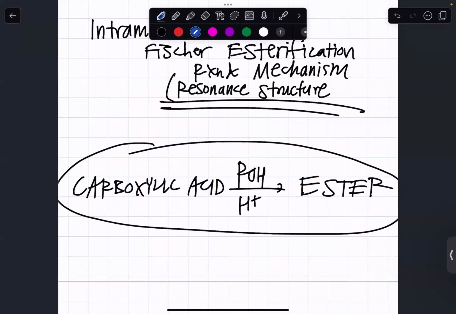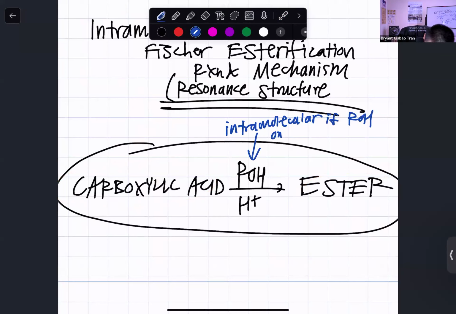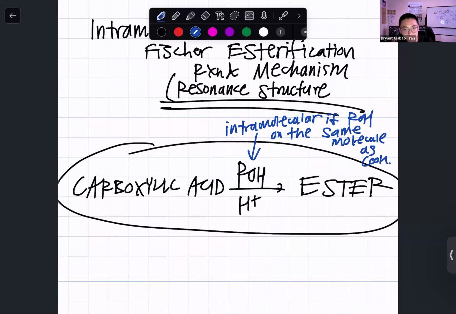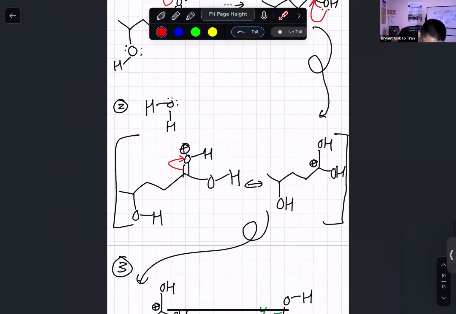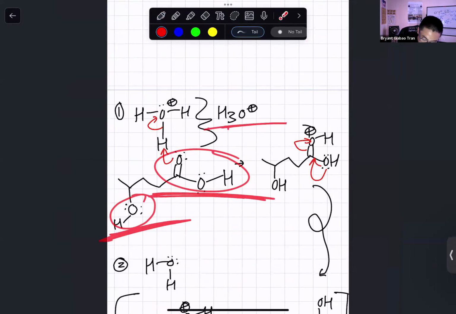If your alcohol is within the same molecule as the carboxylic acid, it's intramolecular. If it's outside, it's intermolecular. In this case, they give us an intramolecular Fischer esterification because they give us an alcohol on the same molecule as the carboxylic acid. So this alcohol here, this carboxylic acid here, and this acid shows that this was a Fischer esterification reaction.